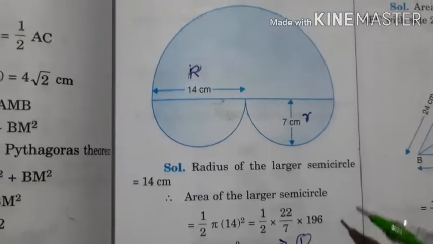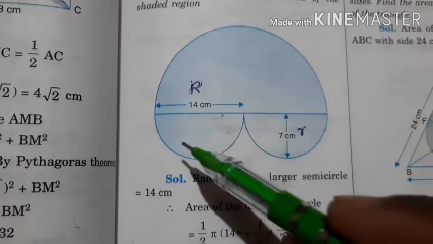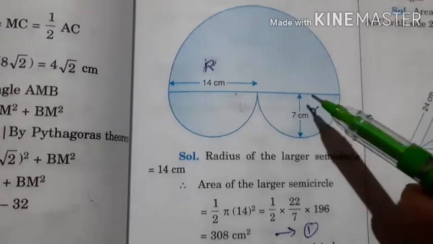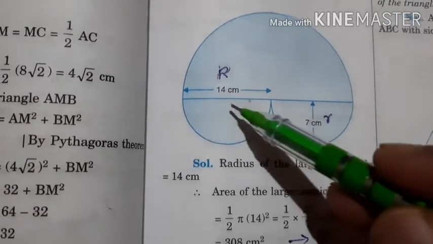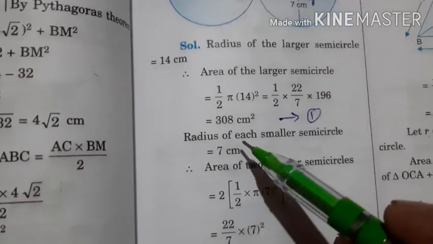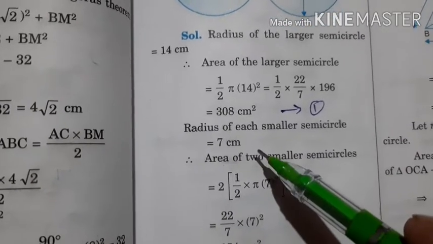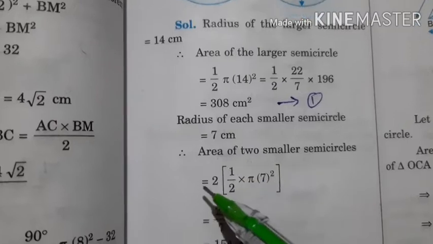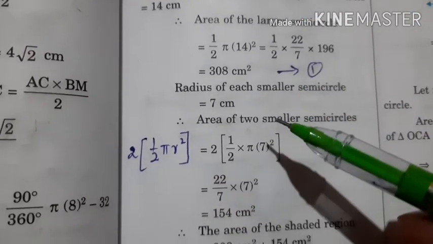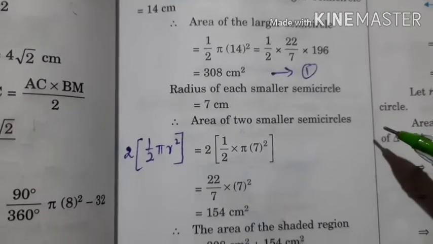Okay. Now let us calculate the area of these two smaller semicircles. Both the smaller semicircles have 7 centimeter radius. This also has 7 centimeter radius. Therefore, radius of each smaller circle is 7 centimeter. Now, we will calculate the area of two smaller semicircles.